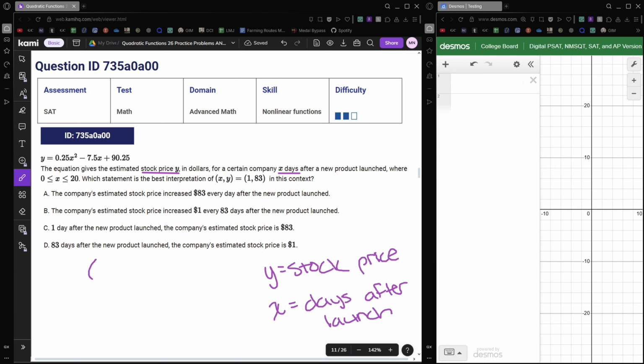So here we have the point (1, 83), where 1 is our x value and 83 is our y value. We also know that x is the days after launch and y is the stock price. Alright, so I went ahead and rewrote it for fun, so if we put this all together, one day after launch, the stock price was $83, and the answer choice that says that is C.